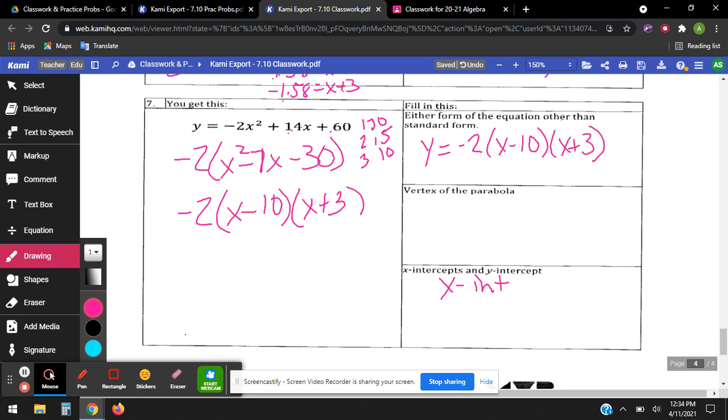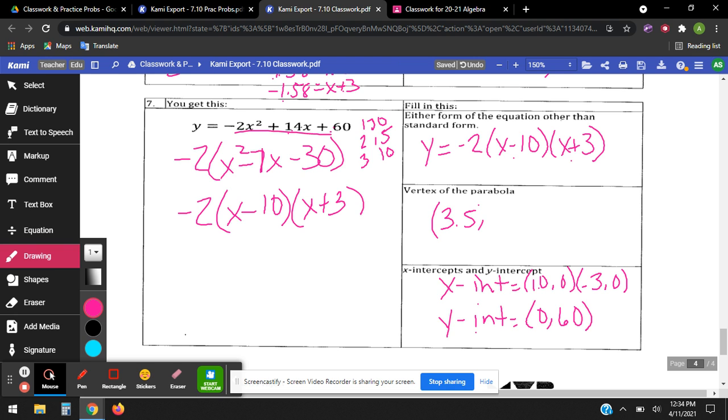Vertex of the parabola, x and y intercepts. Well, with factored form, it's easier to find the x's. So x-intercept is 10, 0. Y is then negative 3, 0. Y-intercept, we go back to standard form. Looks like it's 0, 60. And vertex, if we have 10 plus negative 3, that's positive 7. Positive 7 divided by 2 is 3.5 as our vertex.